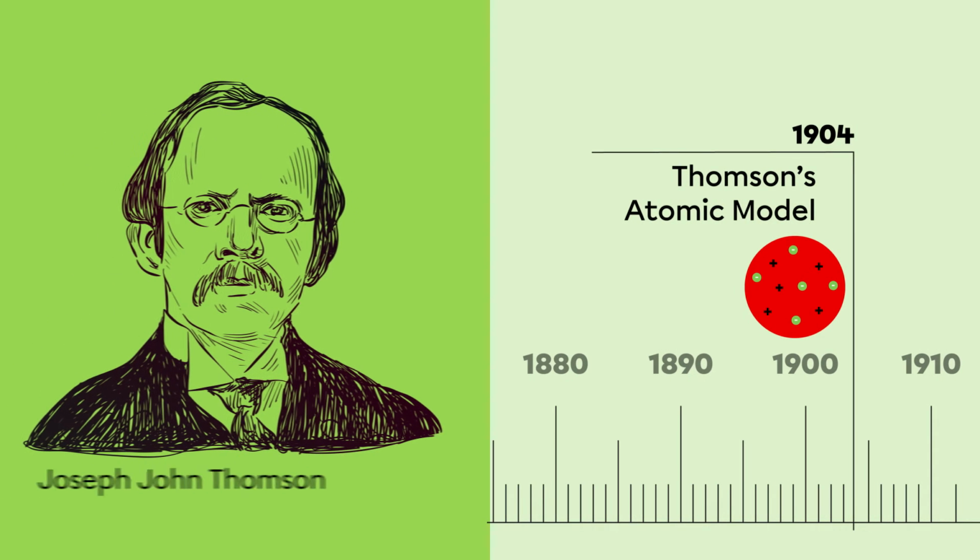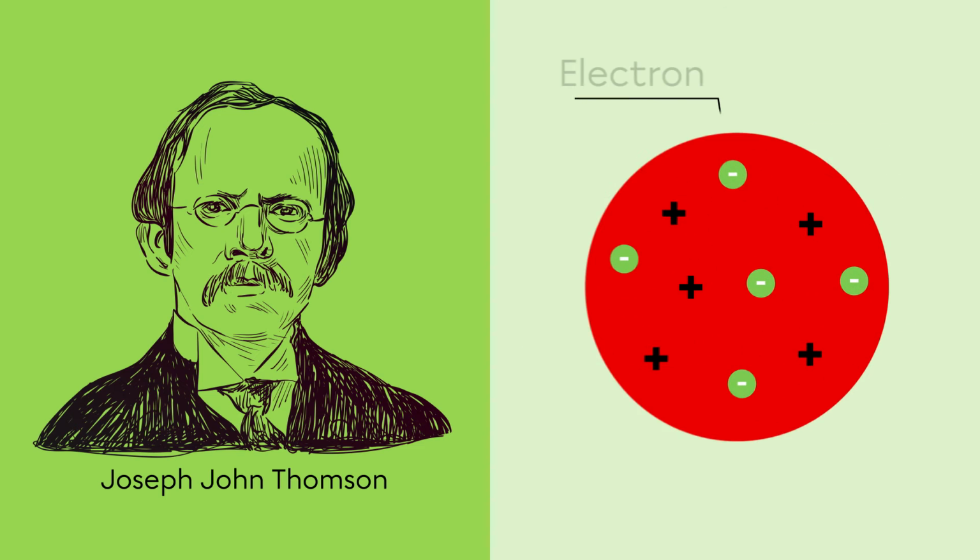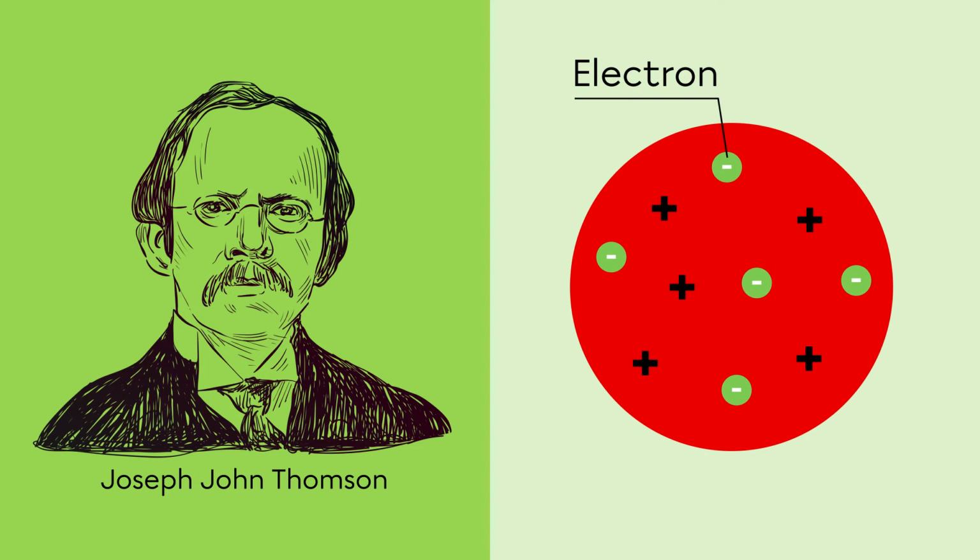Around 1900, Joseph John Thomson discovers the existence of a negative particle, the electron. His discovery leads him to hypothesize that the atom is a positive sphere embedded with negative particles. For the atom to be neutral, he proposes that the negative charge of the electrons must be cancelled by the positive charge of the sphere.